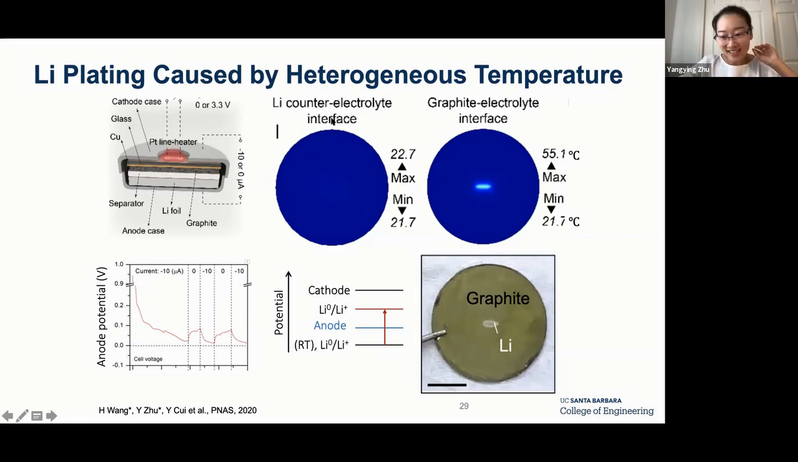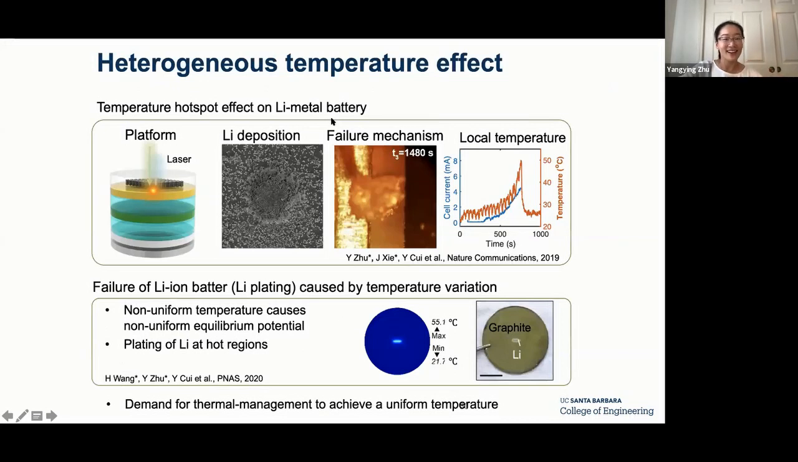So apologize, I need to wrap up really quickly. I think there's a lot of opportunity to really understand how temperature impacts batteries, from our thermal community, from measurement and characterization to modeling.